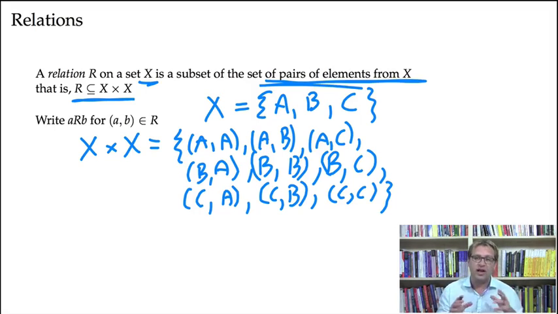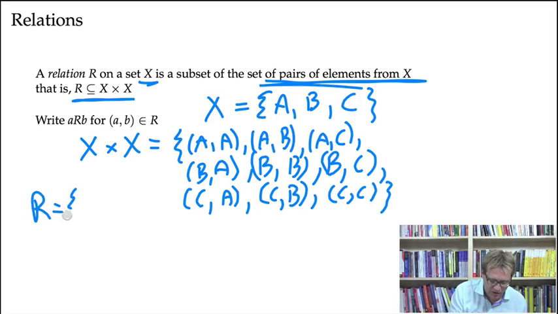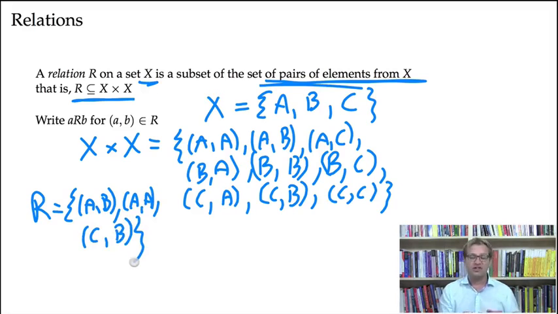So a relation just identifies some of the pairs from the cross product of X with itself. So for example, we might have R equal to the pairs AB, AA, and say CB. So the relation identifies, in this case, three pairs, the pair AB, the pair AA, and the pair CB, and sets those aside and distinguishes those. So that's what a relation is. A relation is simply a subset of the cross product of X with itself.